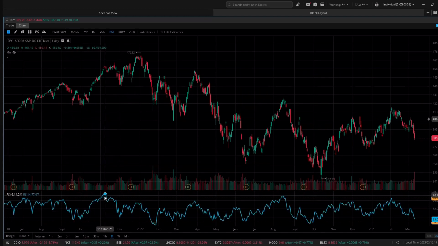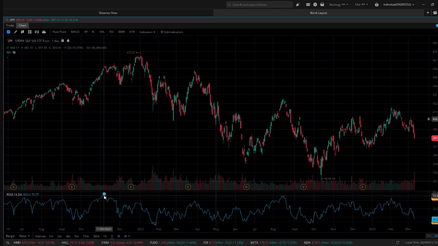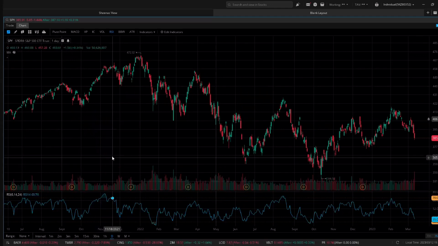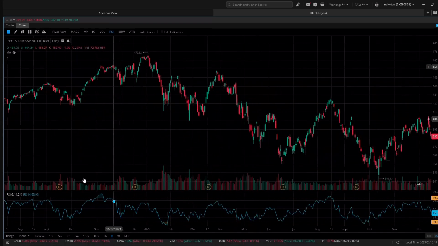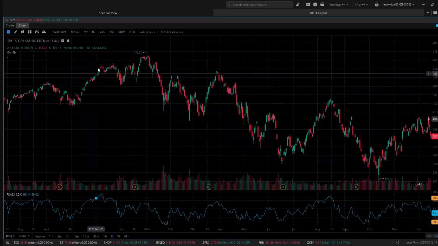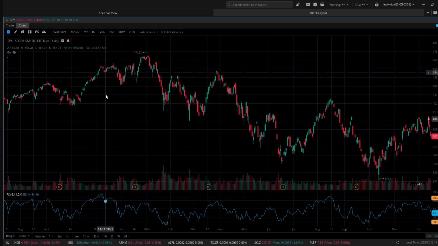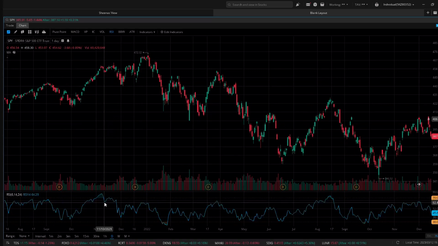Once it reached a point where it was past 70, we consider this overbought. And now it's time for a cool off period, as I like to say. If I zoom in a little bit here, we'll see that every day the stock was pretty much going up, and then it took some days off and the price started to reverse. That brought the RSI indicator back down under 70.